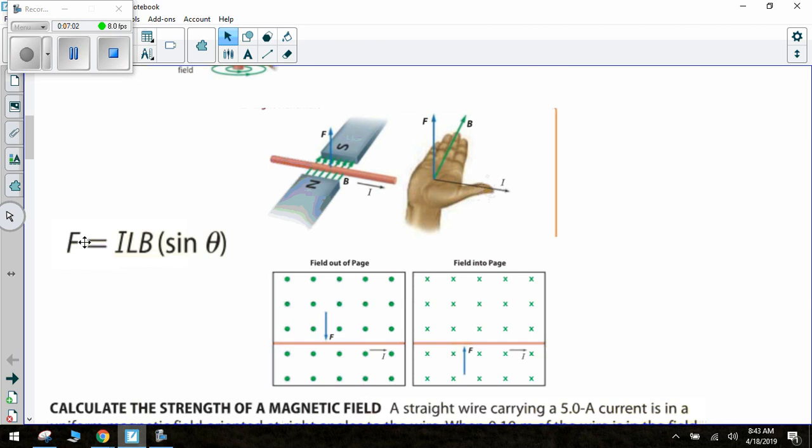Now, when we're calculating this force, F stands for force, right? What does I stand for? Current. What does the L stand for? The length of the wire. What does the B stand for? Magnetic field strength. And theta is? It's not always 90.